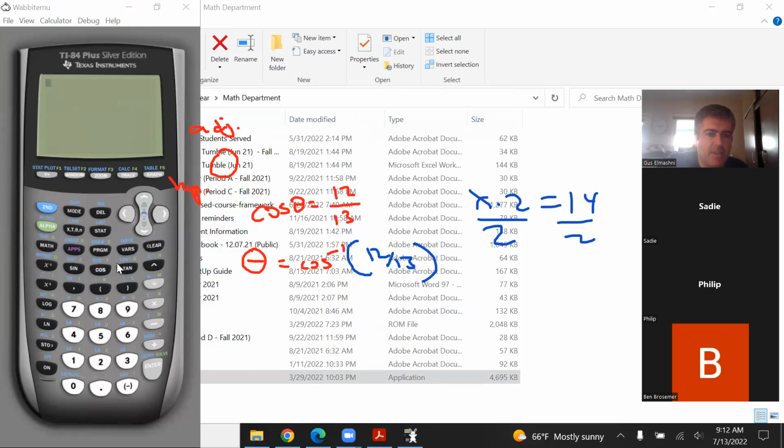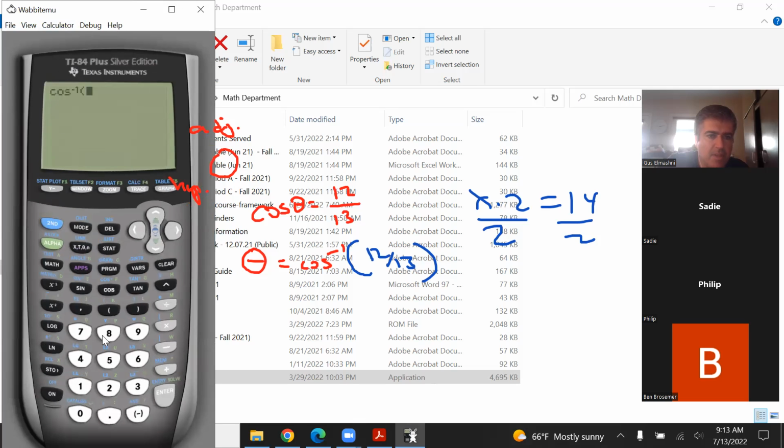Second cosine. Second, it is not responding. What the heck is going on here? There we go. Second cosine 12 over 13. There you go. Oh, I'm in the wrong mode. I know it's weird. There we go. Now let me try it again.